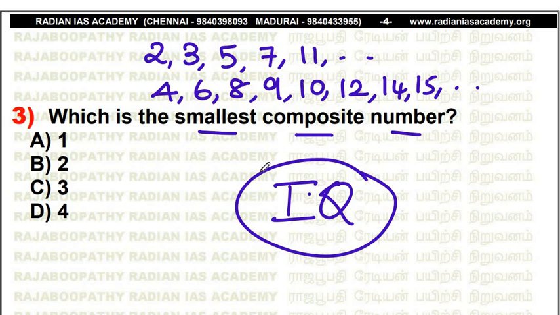So what are composite numbers? A composite number has more than 2 divisors. So therefore, what is the smallest composite number? The smallest composite number is 4. What is the smallest prime number? The smallest prime number is 2.